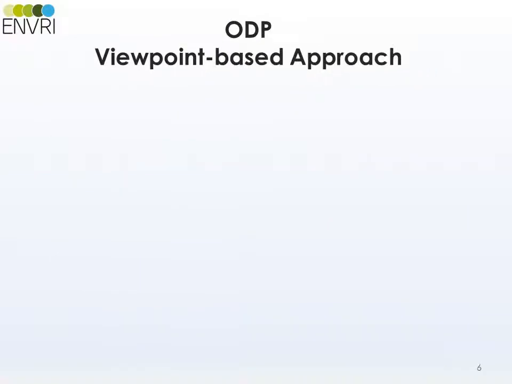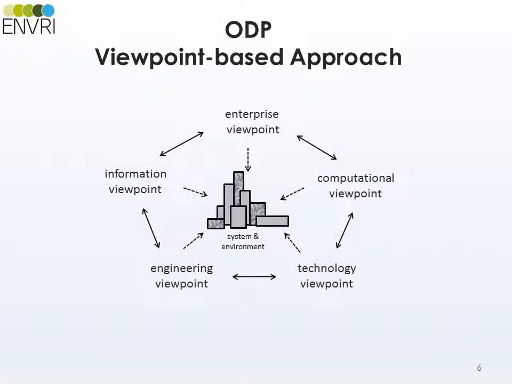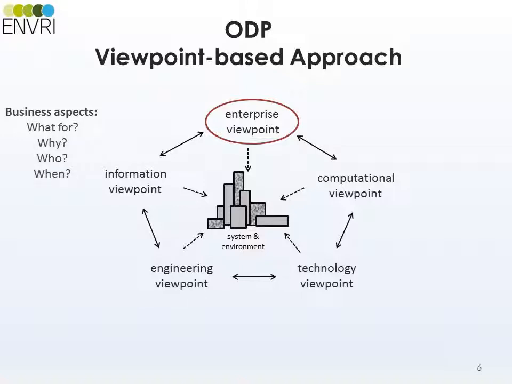A viewpoint on a system is an abstraction that yields a specification of the whole system related to a particular set of concerns. The ODP reference model defines 5 specific viewpoints. The enterprise viewpoint concerns the organizational situation in which business takes place, so it tries to answer such questions as what the system is for, why the system exists or should exist, whom the system is designed for, and when should certain services be available.